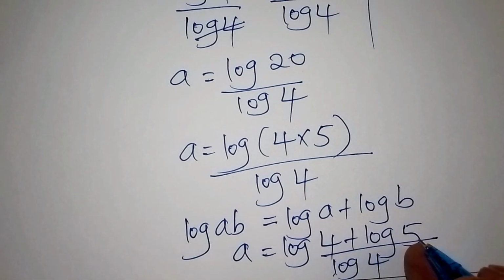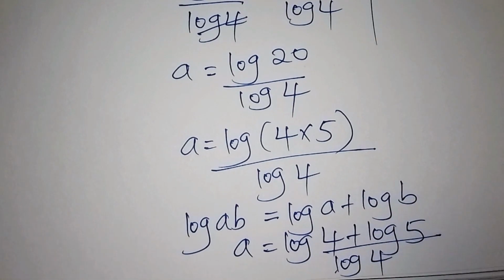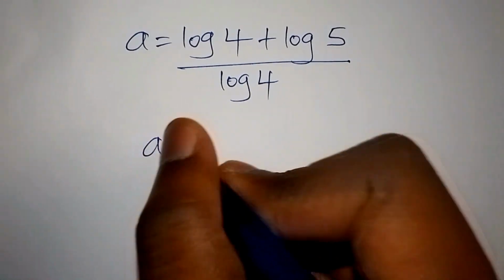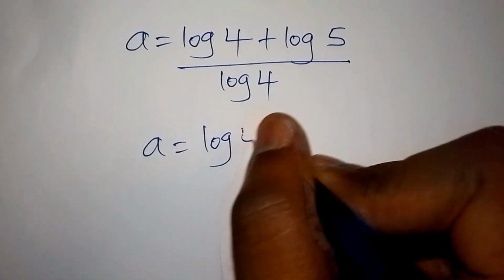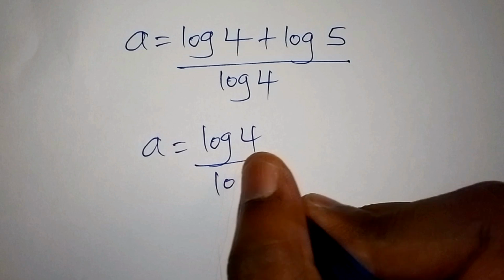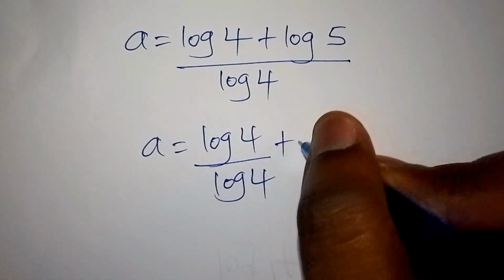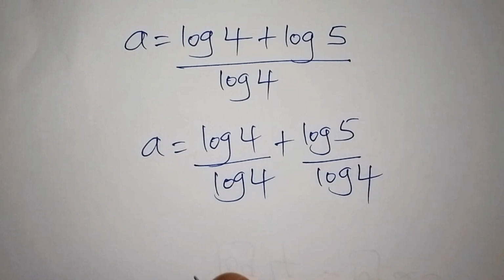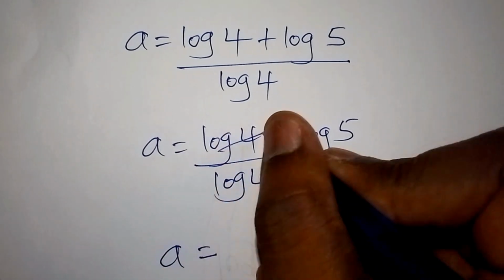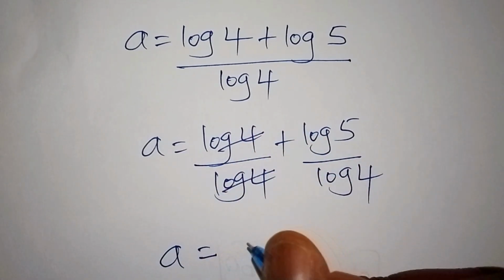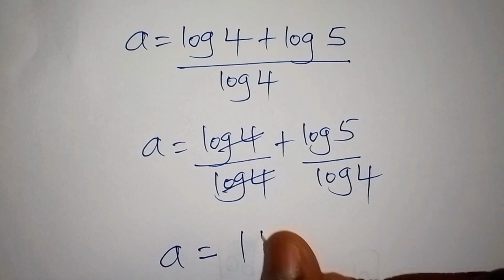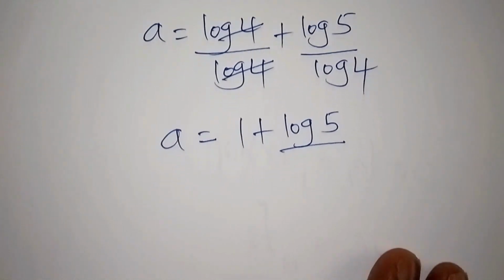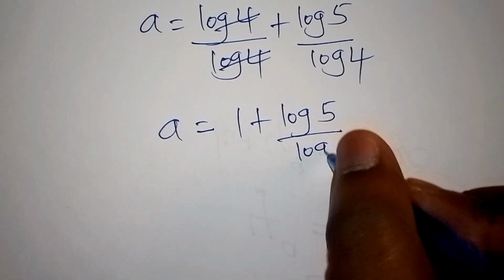Our working does not stop here. Now a is equals to the log 4 over the denominator log 4, plus the log 5 all over the log 4. The log 4 and the log 4 cancel. So now we have a is equals to 1 plus the log 5 all over the log 4.